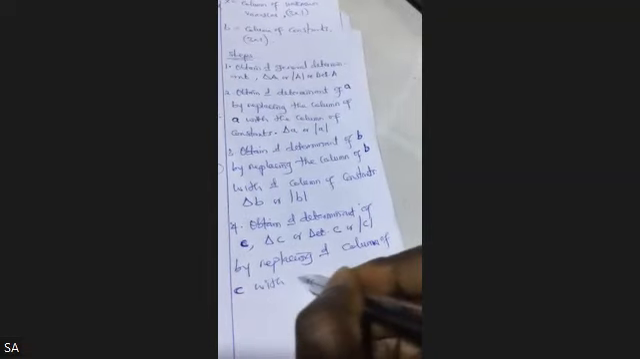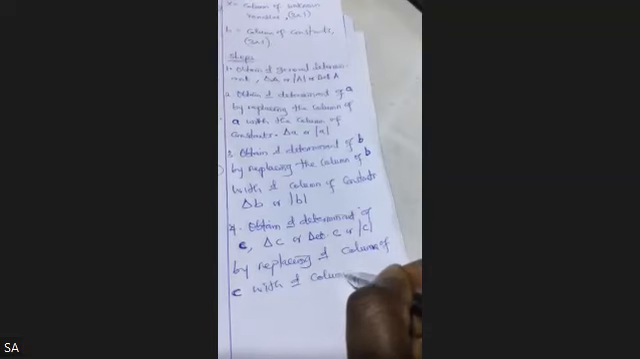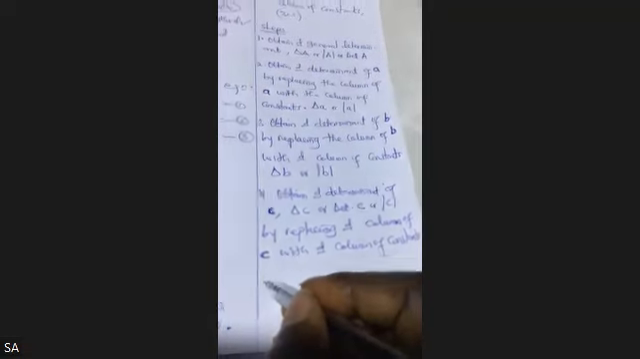By replacing the column of C with the column of constants. Step 5: obtain the unknown variables.